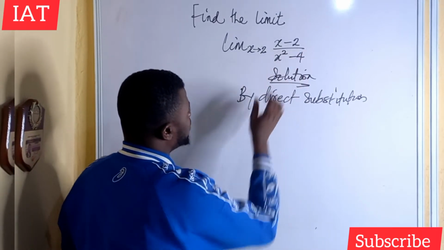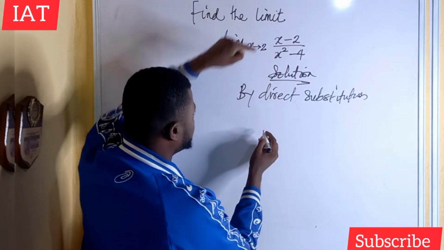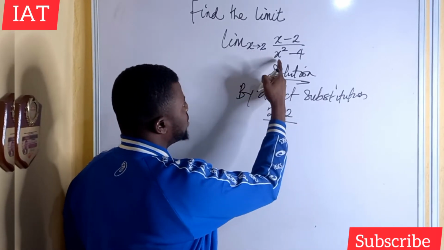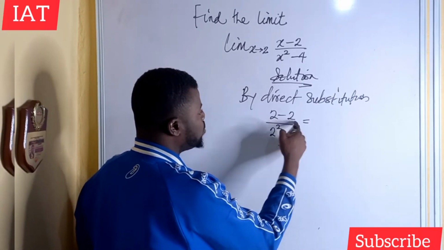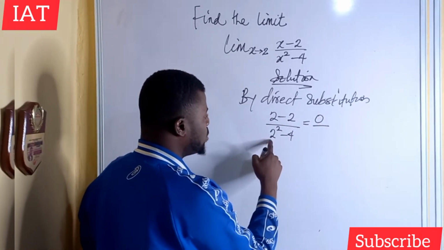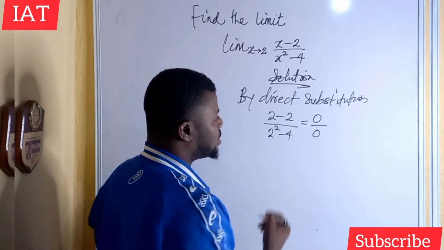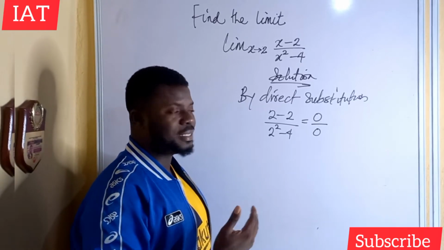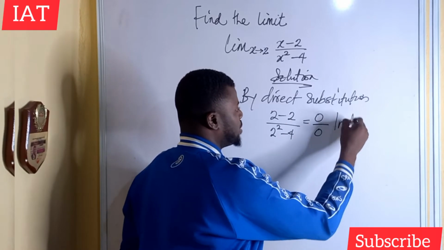So at this point, in place of this x, I will replace it with 2. 2 minus 2 all over 2 squared minus 4. And of course, 2 minus 2 is 0, all over 2 squared is 4, and 4 minus 4 is 0. And this is one of the forms of indeterminate. Yeah. So we call this indeterminate.